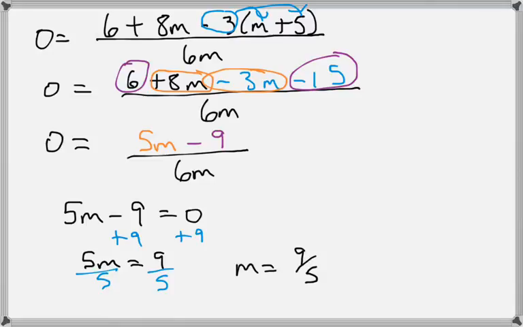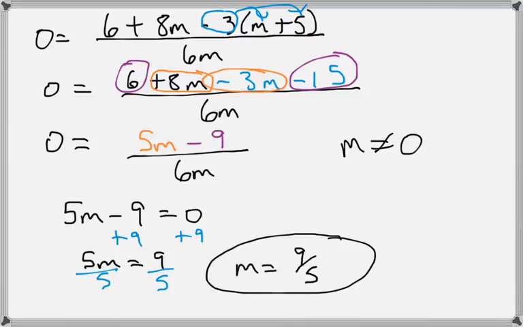Now we still would have to check excluded values. Since this is the second time we're working this problem, we already did our excluded values and we found that m cannot equal 0. That was not one of the solutions that we got working this problem out with this method, so we know our final answer is just m equals 9/5.